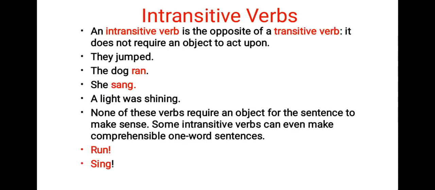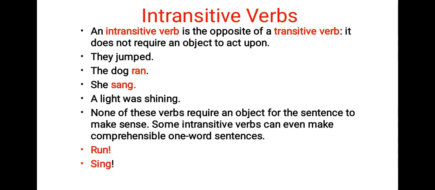Intransitive verb. An intransitive verb is the opposite of a transitive verb. It does not require an object to act upon. हमारे पास intransitive verb transitive verb के opposite होते हैं. Transitive verbs are incomplete without an object, but intransitive verbs do not need an object to convey their meaning. हमारे पास इसमें आते हैं they jumped, the dog ran, she sang. तो इसमें हमारे पास jump, ran, sang, shine, ये सारे हमारे पास intransitive verbs हैं because they don't need an object to complete its meaning.